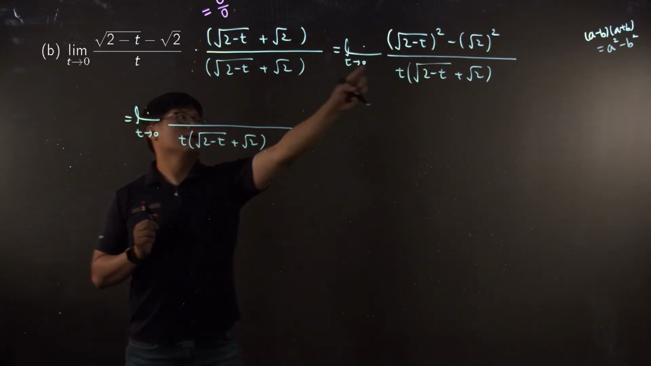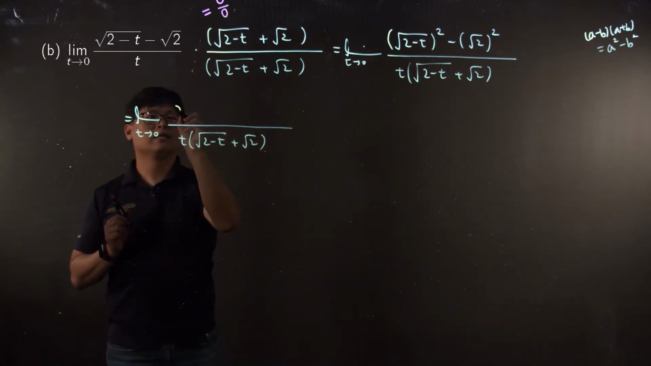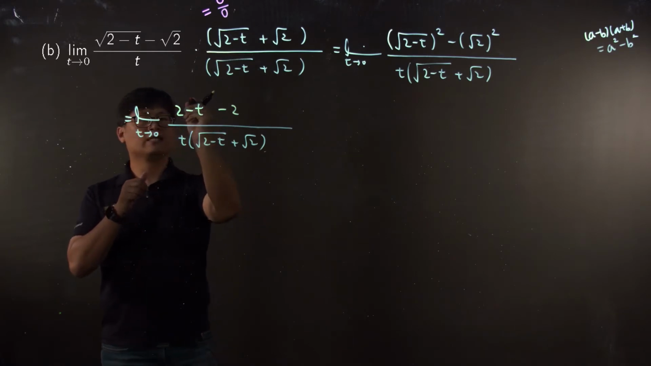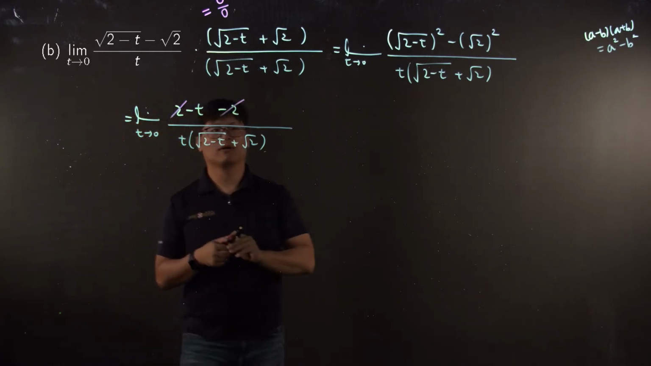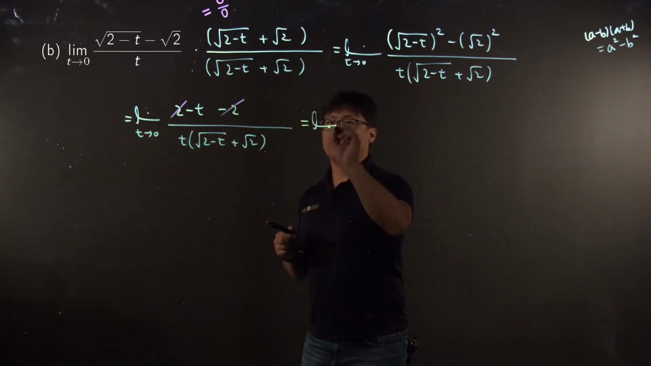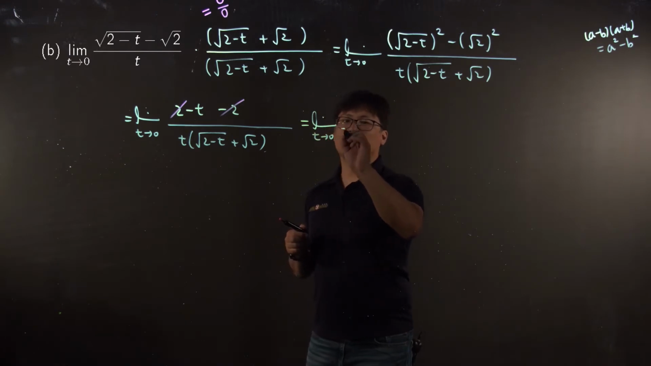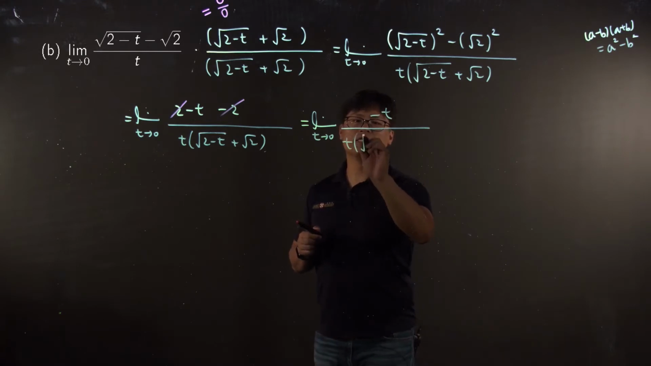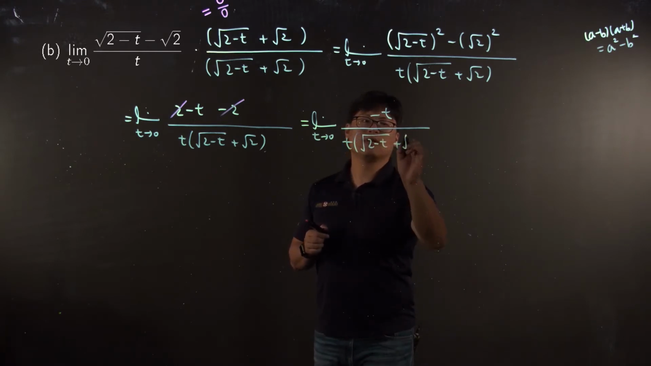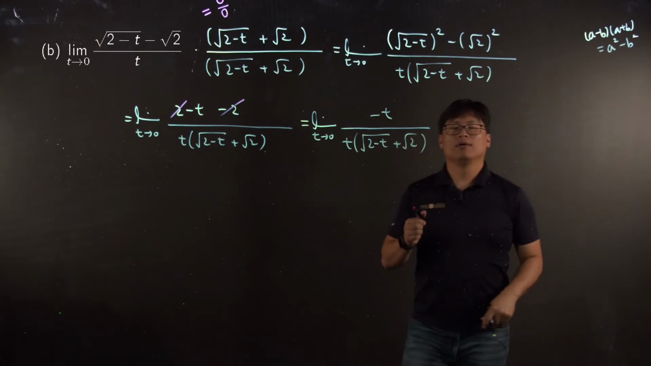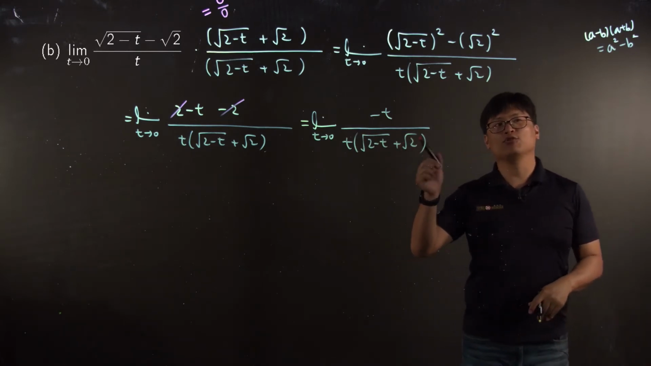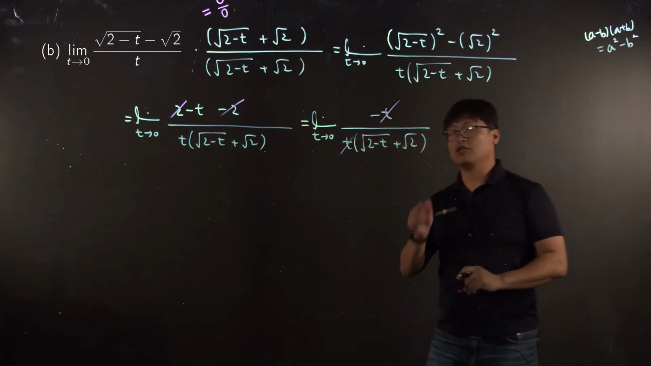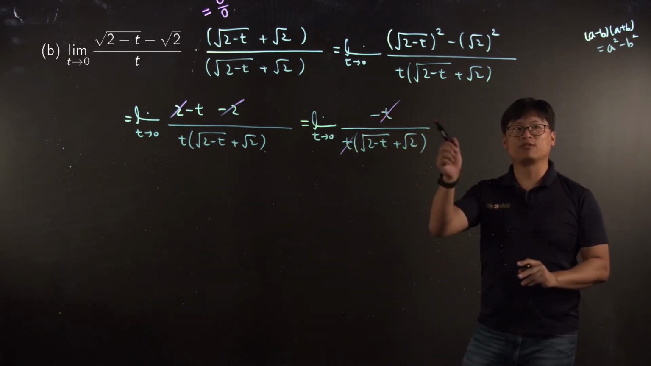So the numerator: this guy squared, which is 2 minus t without the square root, and minus 2. Then as you can see, you can easily find this guy is gone. Still, we didn't do anything for the limit, okay? Just keep writing: negative t over t times the square root of 2 minus t plus square root 2. There we go. This was the reason why I asked you to not do anything for your denominator, because I wanted to cancel these zero factors. That is the purpose of this whole technique.